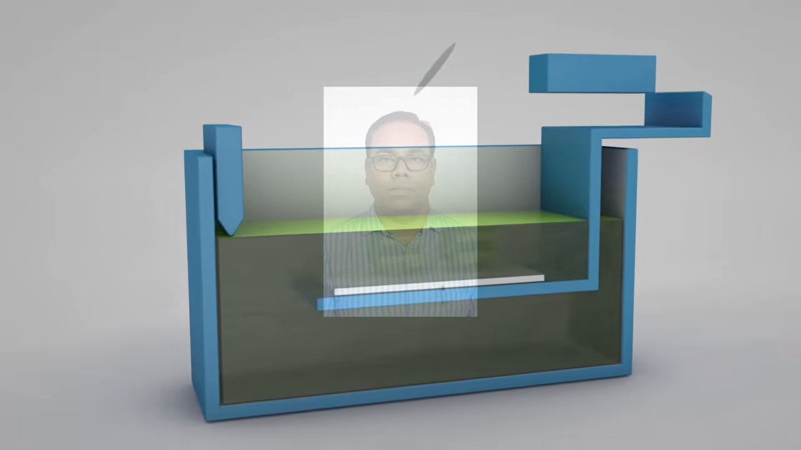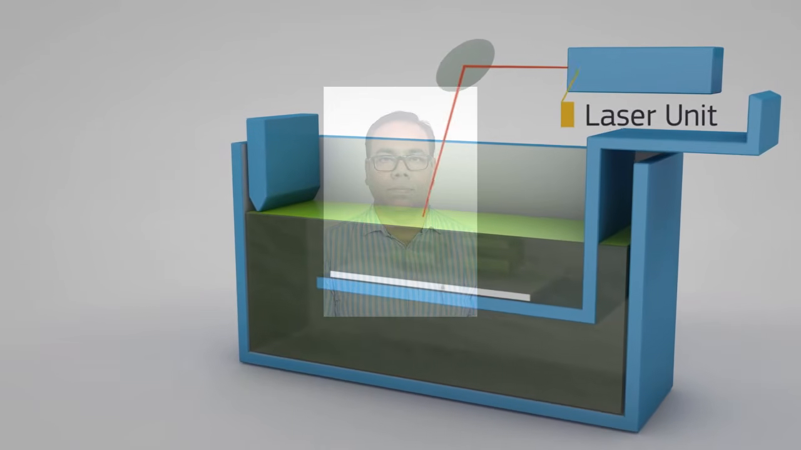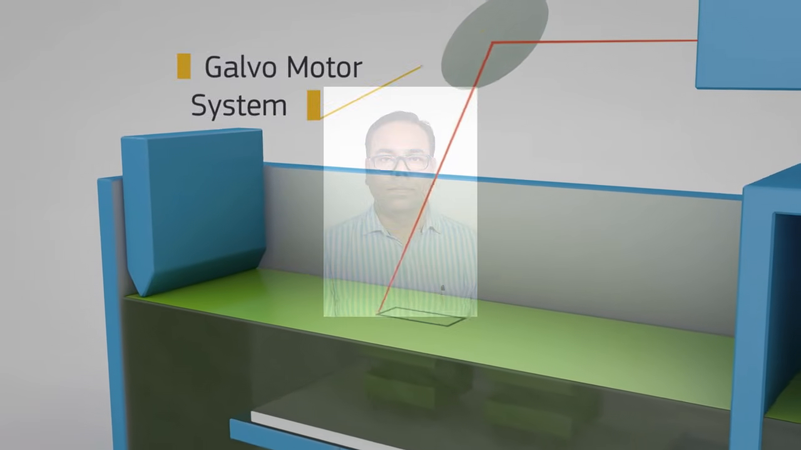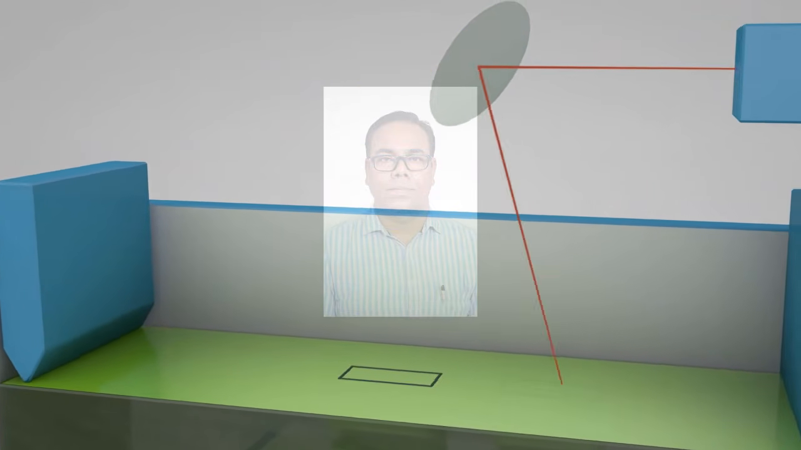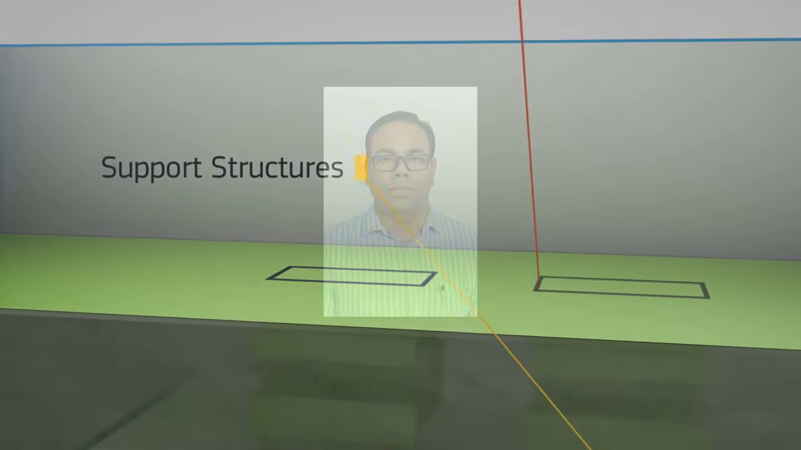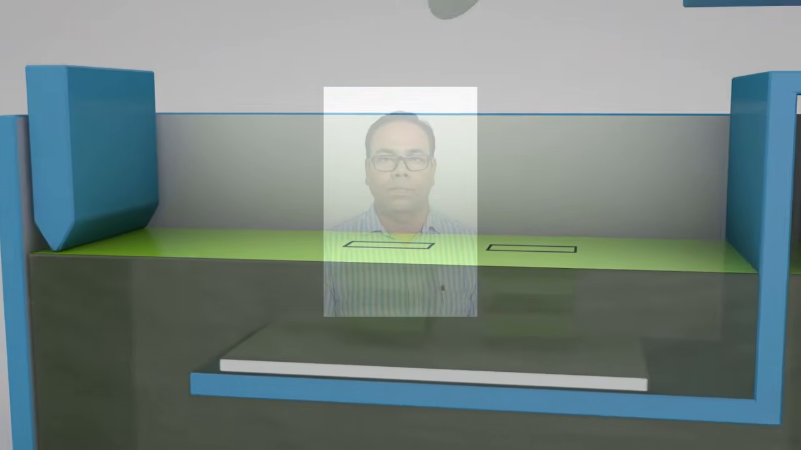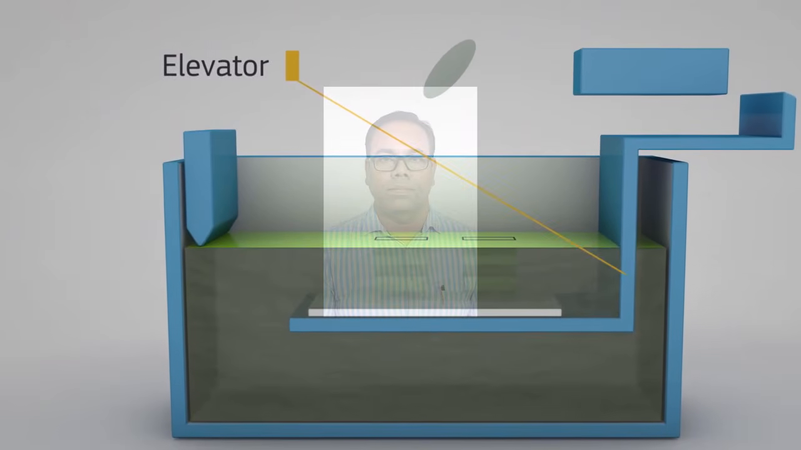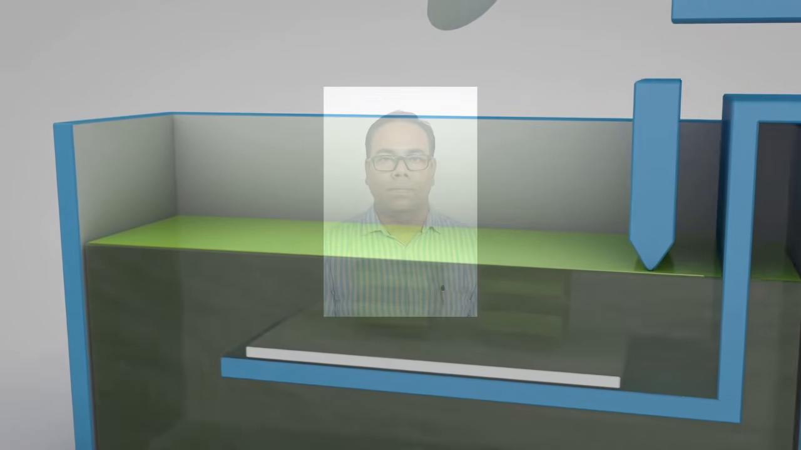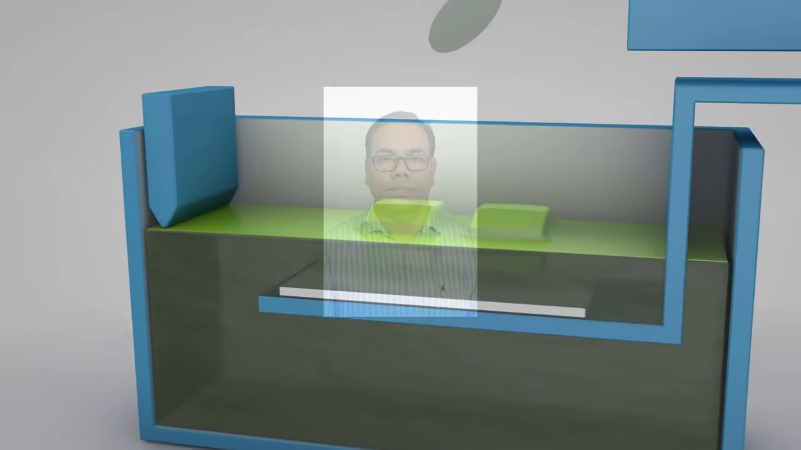Once the liquid thermoset resin is loaded in the vat and the digital instructions are programmed, the laser unit directs an ultraviolet beam to a reflective mirror. From there, a galvomotor system steers the focused beam to the resin surface. First, the laser draws layers of the support structures, followed by the actual part geometry. After a layer is imaged on the resin surface, an elevator system shifts the build platform down, and a recoater blade moves across the platform to apply the next layer of resin. The process is repeated layer by layer until the build is complete.